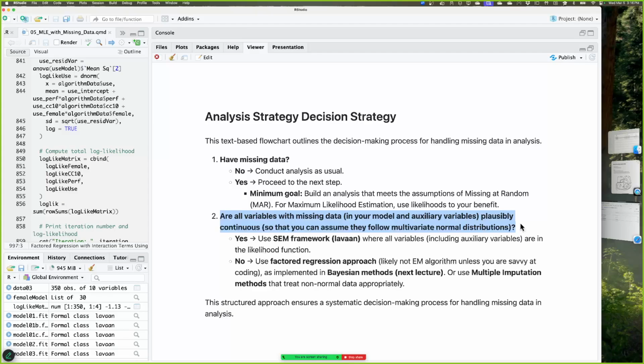If you do have plausibly continuous variables, then using the SEM framework with lavaan works fine. If you don't, some other SEM packages may work, maybe, but you have to dig into their manuals to figure out if they do. But finally, if you don't have that, that's where factored regression using Bayesian methods or the multiple imputation approaches comes in. So that's the big picture.